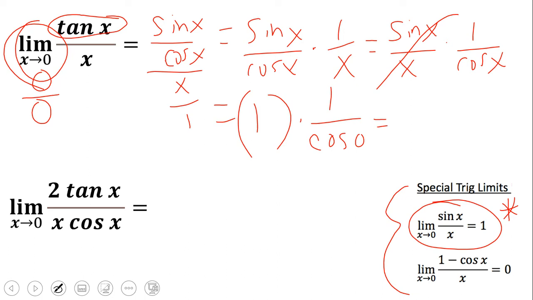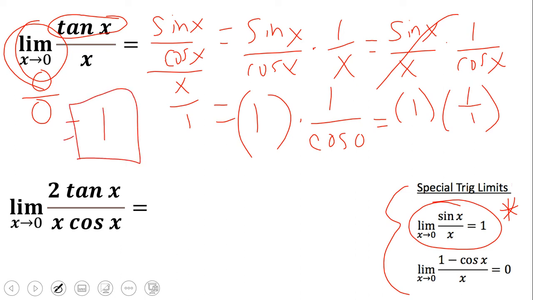If I were to refer to my trig reference sheet, the cosine of 0 is 1. So this would be 1 times 1 over 1, and the entire limit would just turn out to be a 1. So again, just to reiterate what we're trying to do here, we're trying to do a bunch of algebraic maneuvers that give us as many special trig limits as possible. And then we're going to try to see if we can get it down to a final answer.